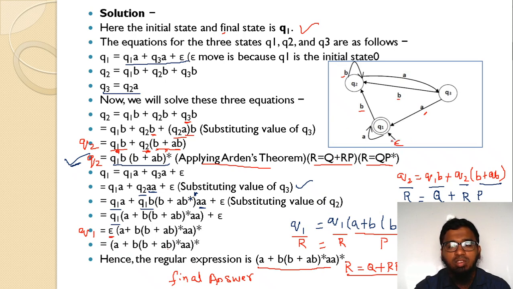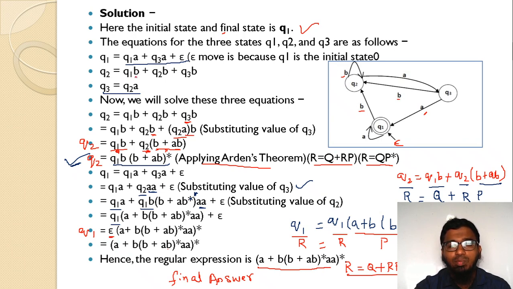Okay, we said initially we will take the epsilon-NFA to regular expression conversion. Q2, what is Q2? Simple way: you need to check Q2, how many incomings are there from Q1 and Q3, as well as from Q2 itself. So 3 incomings are there.